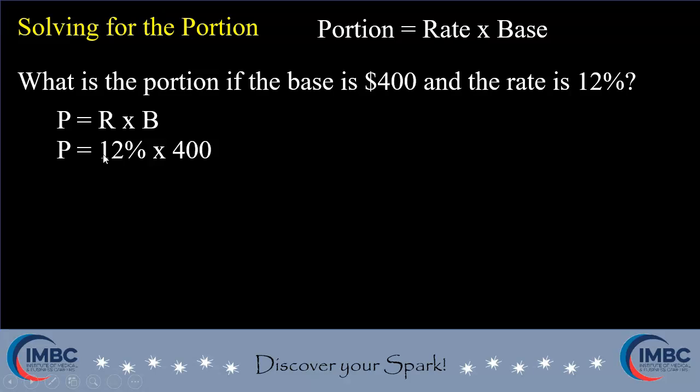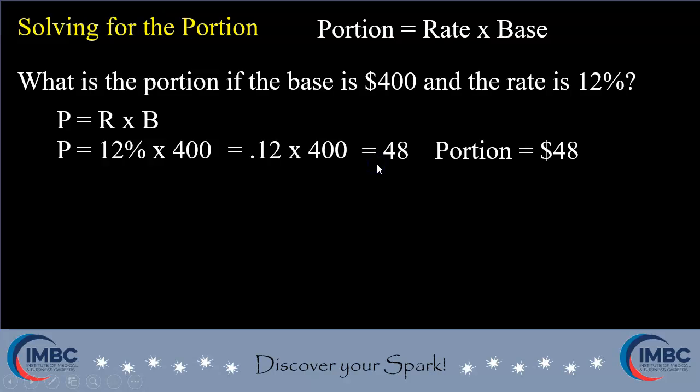When we're writing a formula or working a formula, we don't work with percent, so we have to change this to the decimal equivalent. We drop the percent sign and move the decimal 2 places. So portion equals 0.12 times 400 equals 48. Final answer, portion equals $48. Let's take a look at another one.